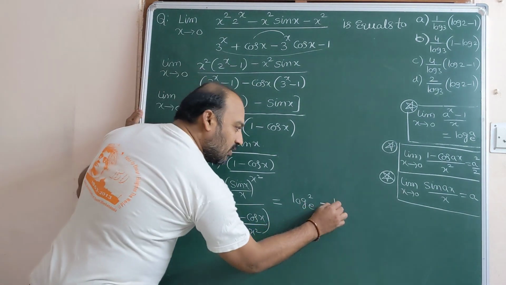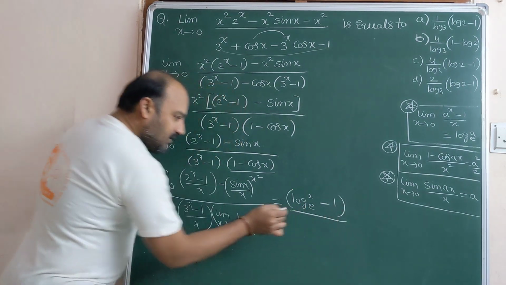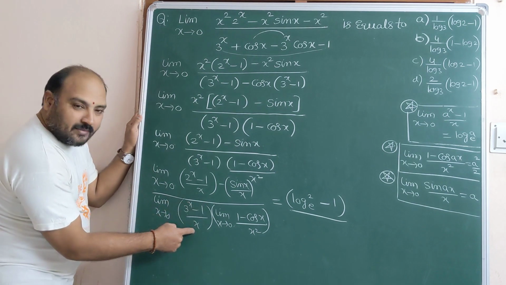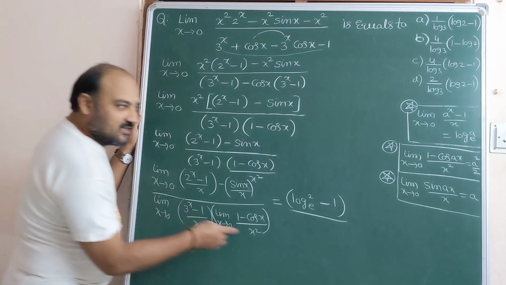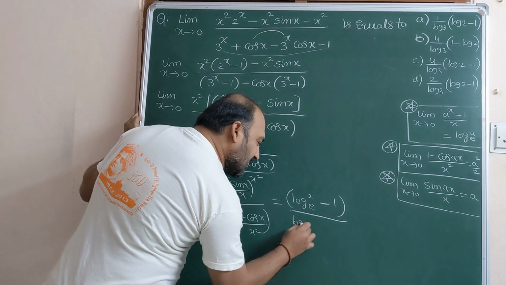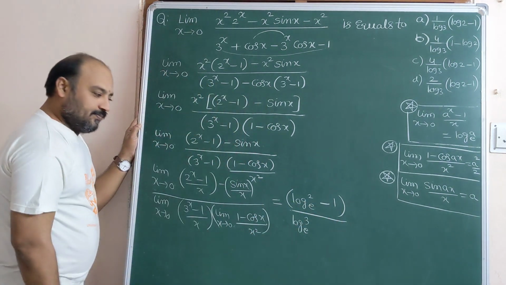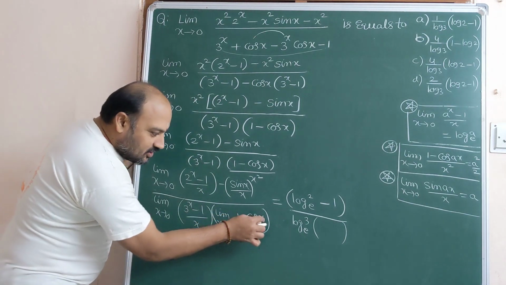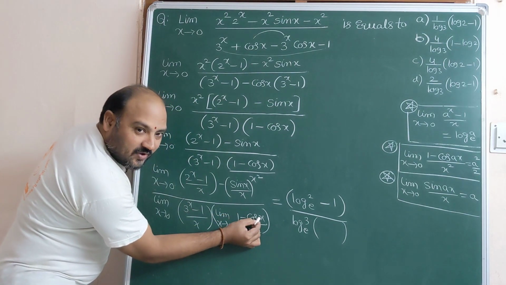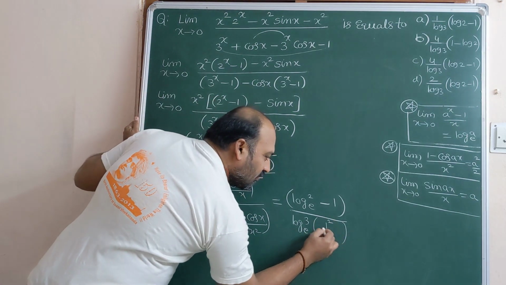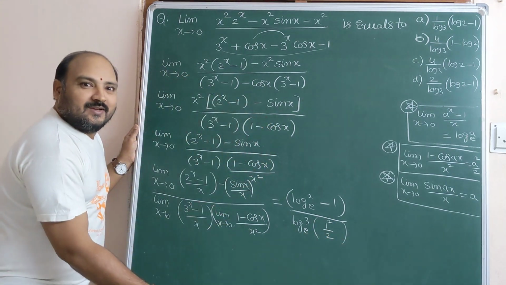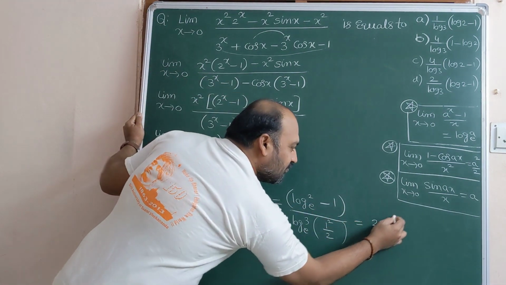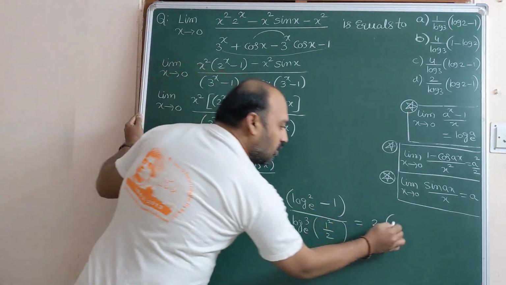So this value is 1, divided by limit x tends to 0, (3^x − 1)/x. In place of a here, 3 is there, so log 3 to the base e, or simply log 3, into limit x tends to 0, (1 − cos x)/x². Here the value of a is 1. 1²/2 means 1/2 only. So the denominator of the denominator becomes the numerator: 2 into (log 2 − 1).